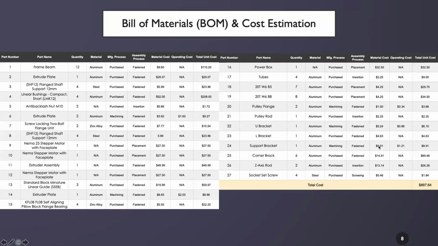Following is our bill of materials and our cost estimation. Our total cost came out to be $897.64. You'll notice that most of these parts are purchased. The reason behind that is just cost efficiency. Looking at this bill of materials, there's a lot of room for improvement to further improve the design and make it more cost efficient.